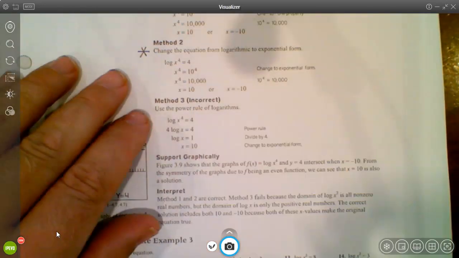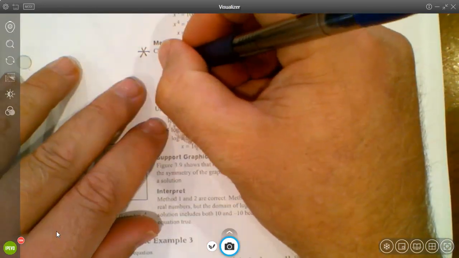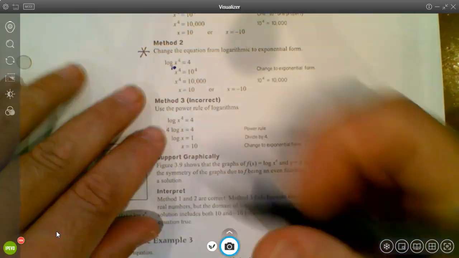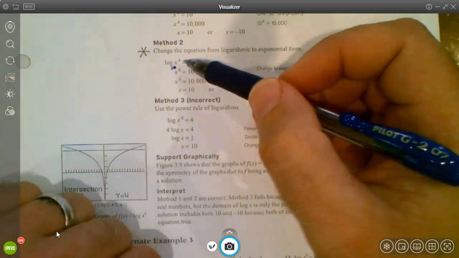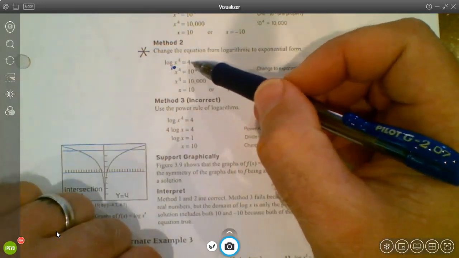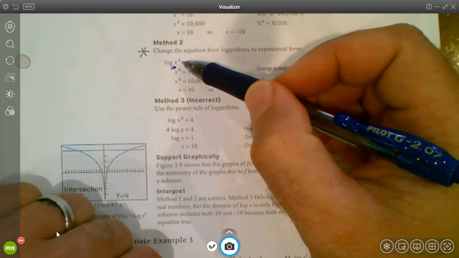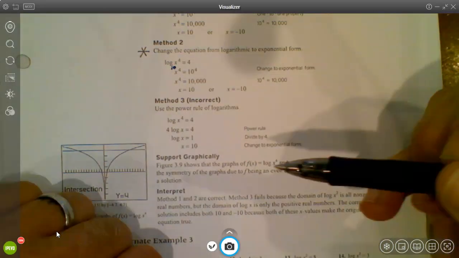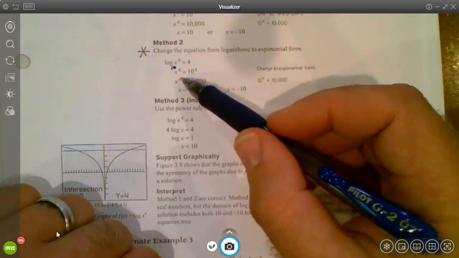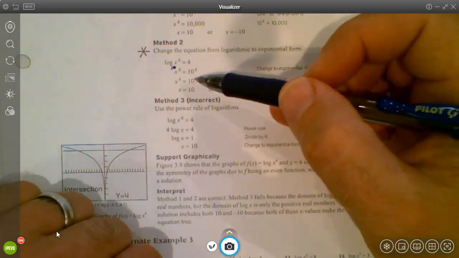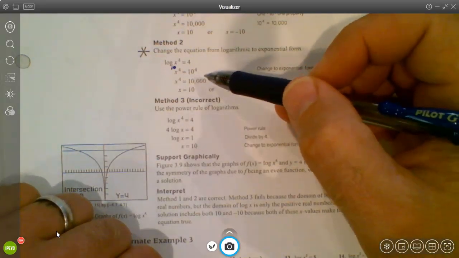So on this one, keep in mind this is a base of 10, because there's no other base written. So we are seeing this as 10 to the 4th power is equal to x to the 4th. So here's my 10 to the 4th power equals x to the 4th. And so by writing it this way, now we can go on to simplify.